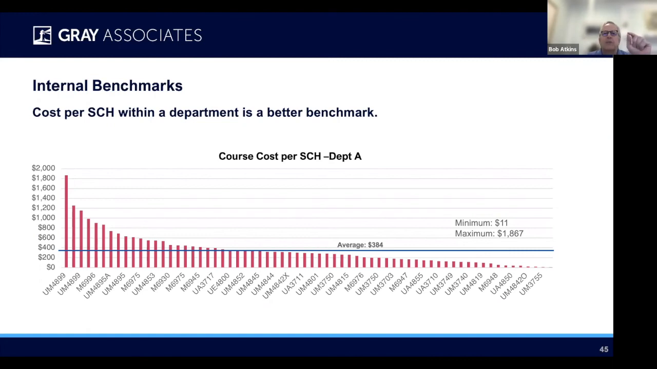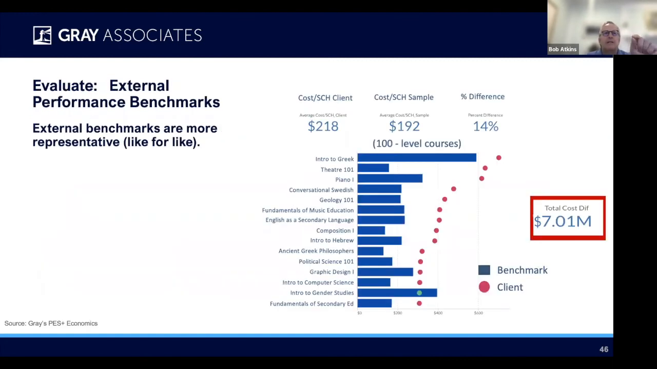We're getting closer. What you really need is external benchmarks at a detailed level. So here we're showing, again, an example, but because we do program economics with schools, those schools who choose to share their data get benchmark data back that's extremely granular. We can get down to the course subject and course level detail. So you can see a Theater 101 at this school is much more expensive than normal. The red dots are the client. The blue bars are the benchmark. They're ahead on Intro to Gender Studies in terms of benchmark, but now we're really talking apples to apples.